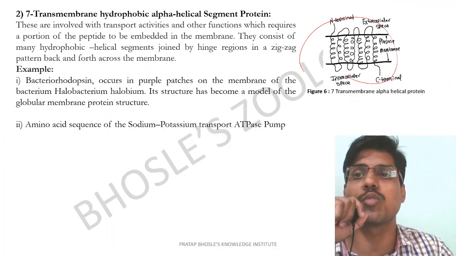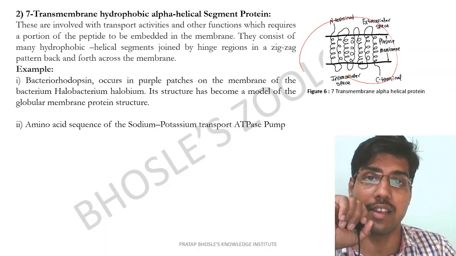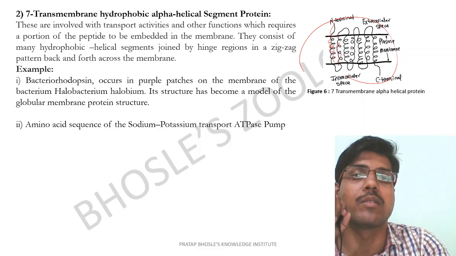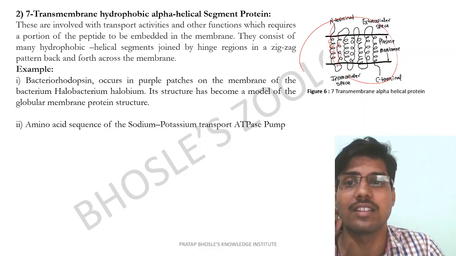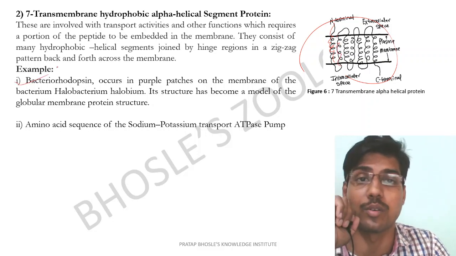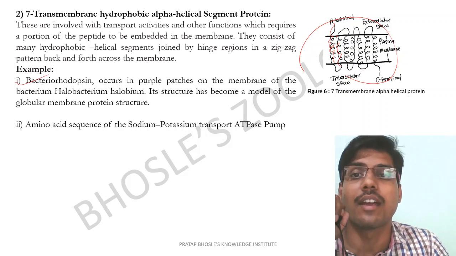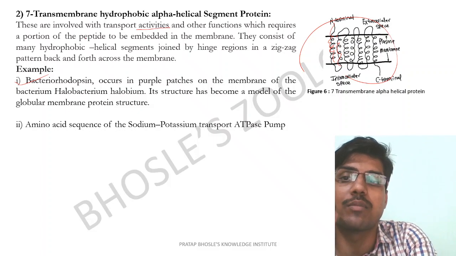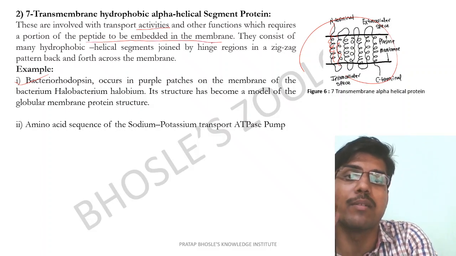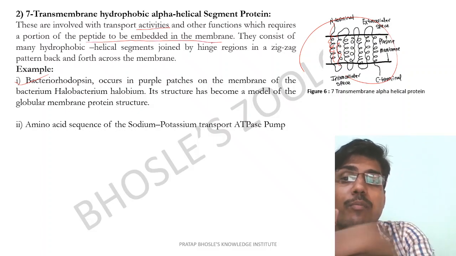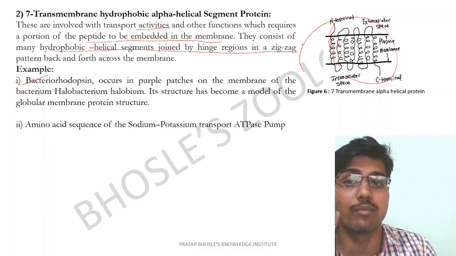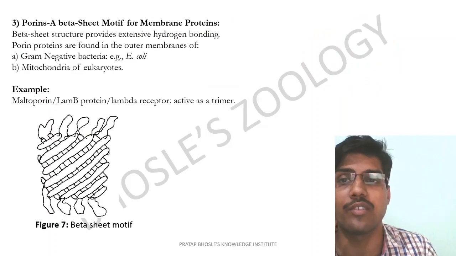ठीक है, नेक्स्ट इज व्हाट, 7 ट्रांसमेम्ब्रेन हाइड्रोफोबिक अल्फा हेलिकल सेगमेंट प्रोटीन, है ना. ऐसे 7 ट्रांसमेम्ब्रेन अल्फा हेलिकल स्ट्रक्चर होते हैं इसमें. ठीक है, द एग्जाम्पल इट वाज बैक्टीरियोरोडोप्सिन. Okay, and these are involved with transport activities, other functions which require portion of peptide to be embedded in the membrane, and they consist of many hydrophobic helical segments joined by a zigzag pattern back and forth across the membrane. This is about 7 transmembrane.